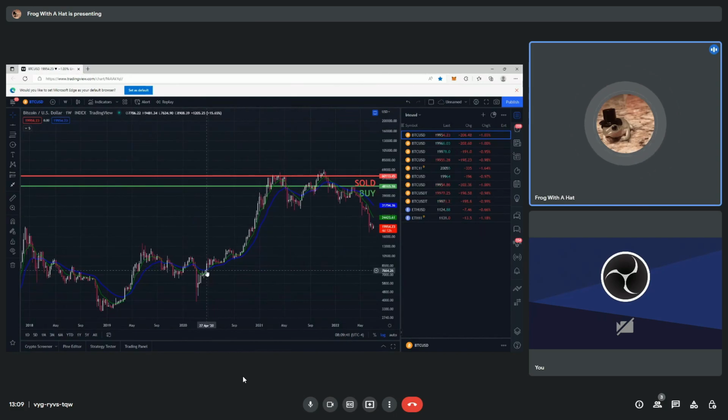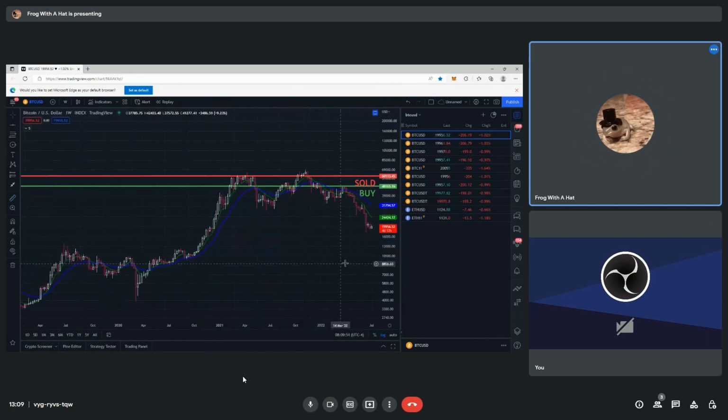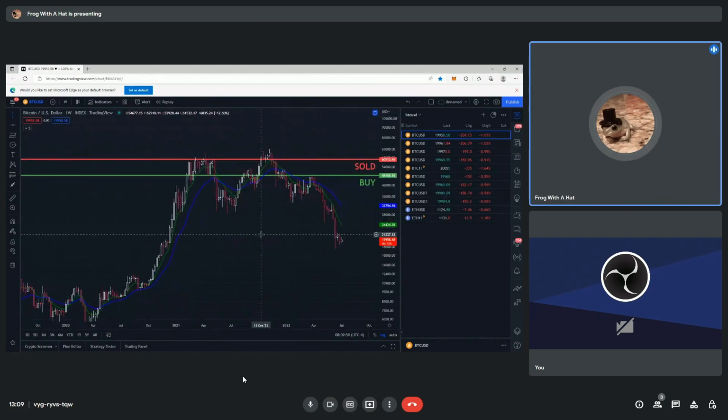Whoever knew this strategy back in 2020, when Bitcoin was at 7,000, and looked at the weekly chart, probably made a lot of money, right? He made like 500%. So you'd be like, oh, I wish I knew about this earlier. It's okay. Now that you know about it, take advantage.